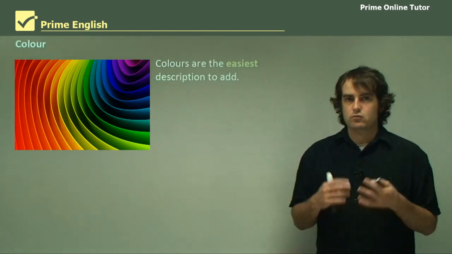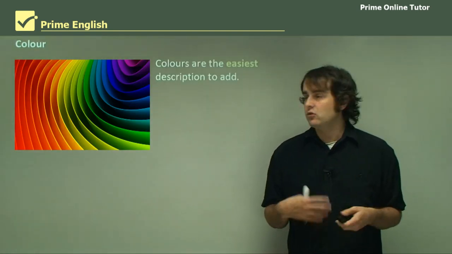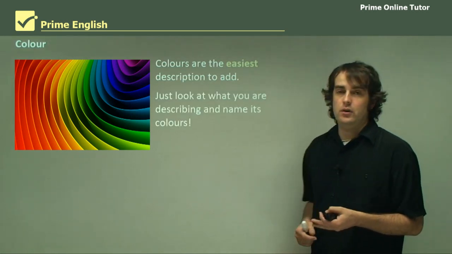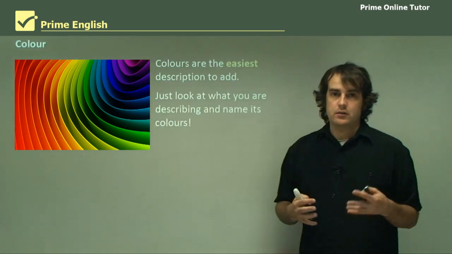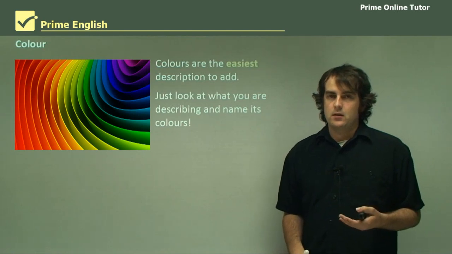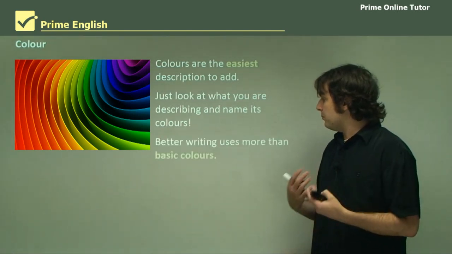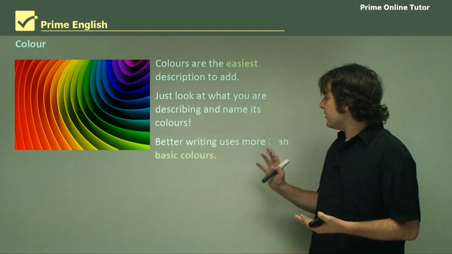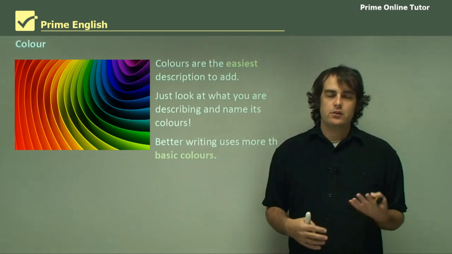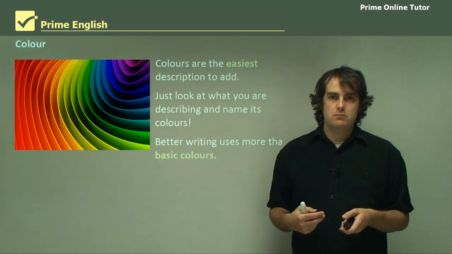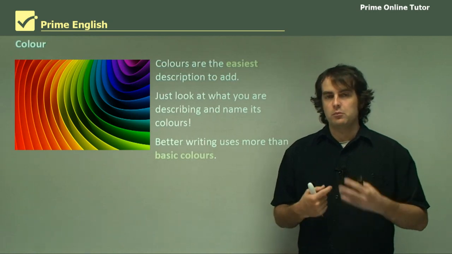Now, color is really the easiest description to add because all you really need to do is just look at what you're describing and name what color it is. But of course, you can go a little bit more complicated than that. You can pretty much go beyond the basic colors. So if you're in doubt, you can think of what colors you would normally use to describe it.